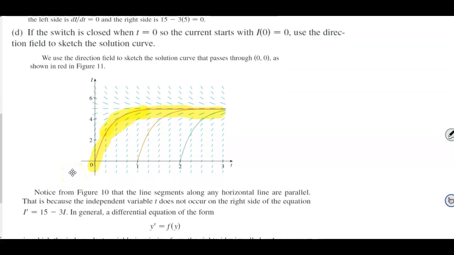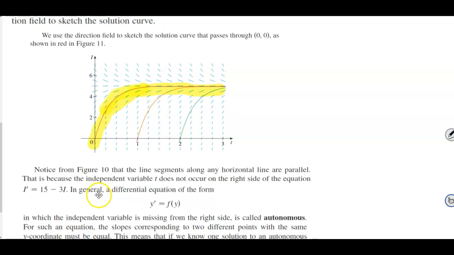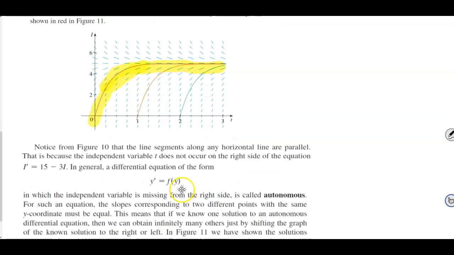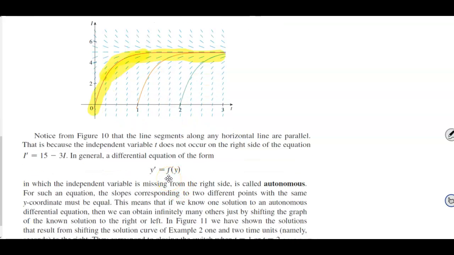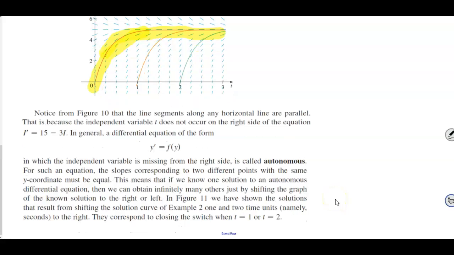Now, if you notice from figure 10 that the line segments along any horizontal line are parallel, that is because the independent variable t does not occur on the right side of the equation, I prime is equal to 15 minus 3I. So in general, a differential equation of the form y prime equals f of y, in which the independent variable is missing from the right side, is called autonomous. For such an equation, the slopes corresponding to two different points with the same y coordinate must be equal.